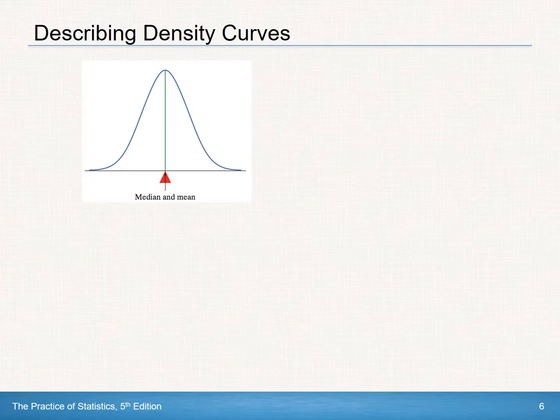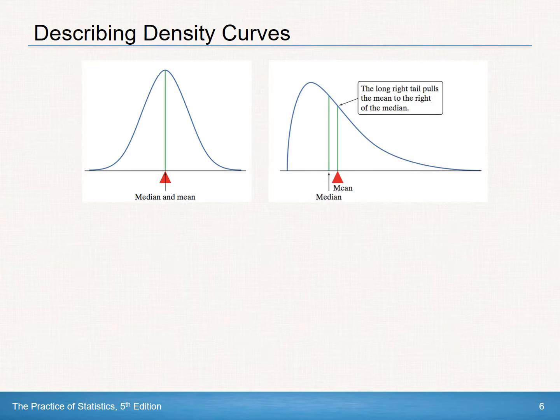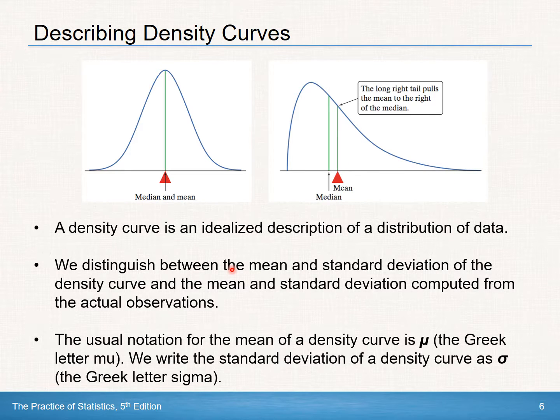So if we have density curves, if it's a smooth curve and it is in the middle, the mean and the median are going to be right in the center. If it's skewed at all, notice how the mean pulls away from the median. Notice how the mean is slightly to the right of the median towards the tail side.